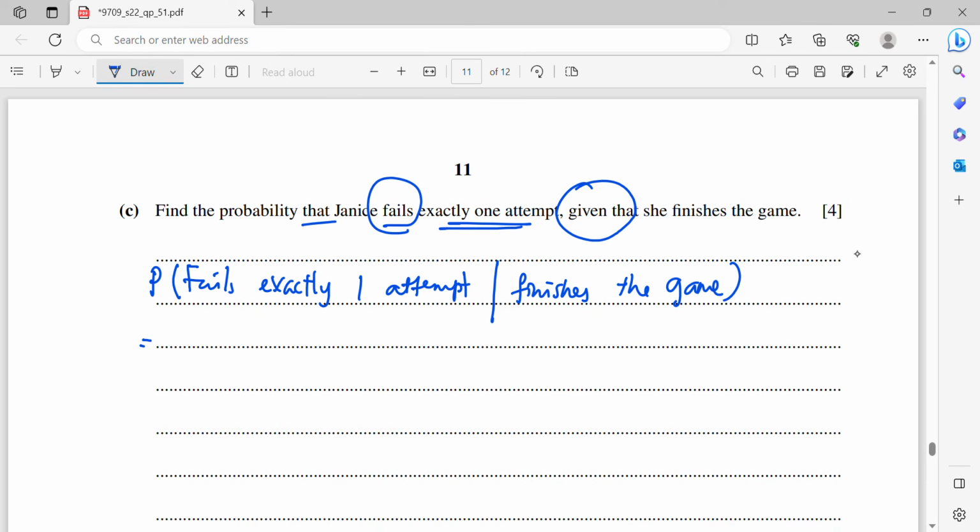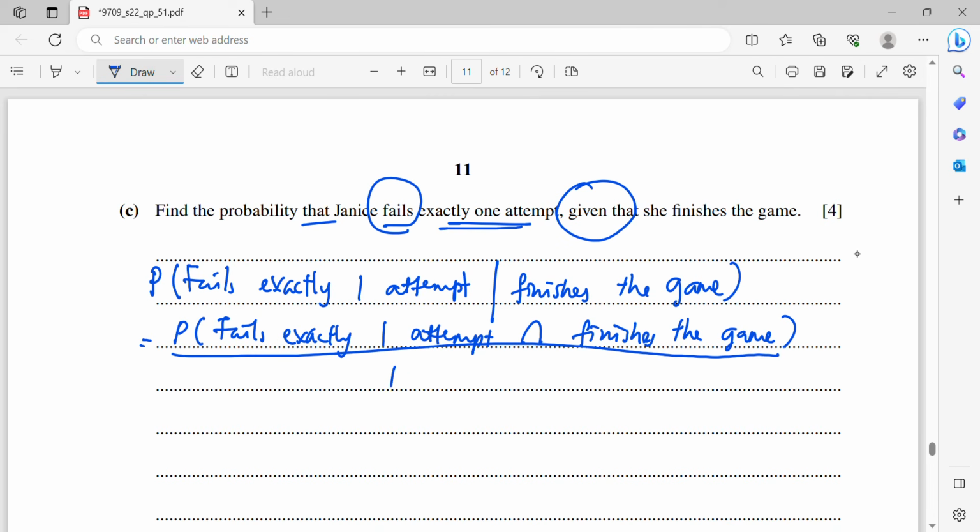So from the definition of conditional probability, it is same as fails exactly one game or one attempt and intersect with finishes the game over P finishes the game. So we have solved the denominator in part B. So from here, fails exactly one attempt and finishes the game.